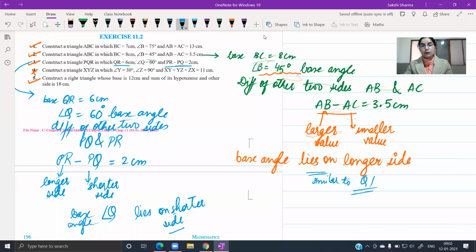All right, let's start with question number 2. I'm going to begin by drawing a line segment of 8 centimeters and then at point B, construct an angle of 45 degrees.